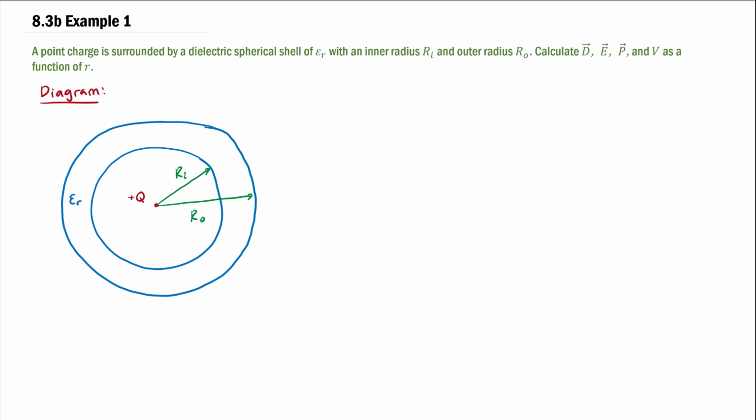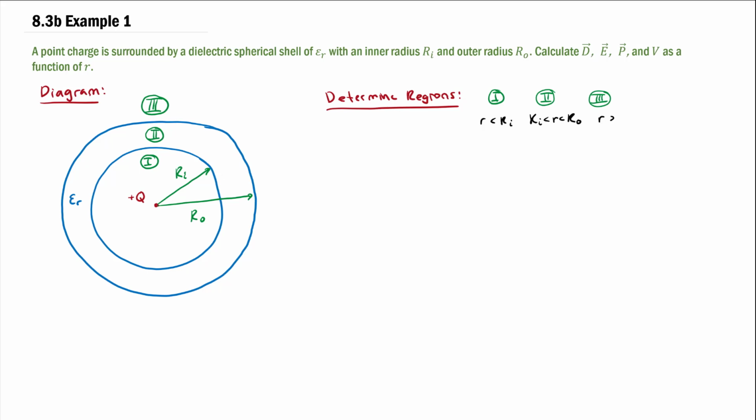So we're trying to calculate D, E, P, and V as a function of r, but if we want to calculate anything as a function of r, it means we have to determine the different regions for r. So let's determine our regions. Our first region is inside. Our second region would be within the dielectric shell, and the third region would be outside the whole thing. So we define this as I, II, and III. For region 1, we have r less than Ri. For region 2, we have r in between Ri and Ro. And for region 3, we have r greater than Ro.